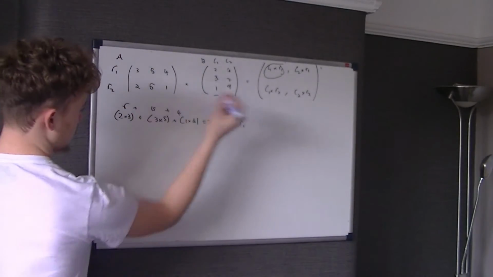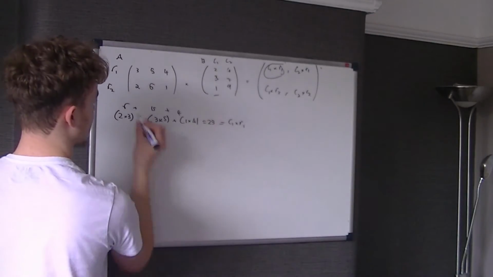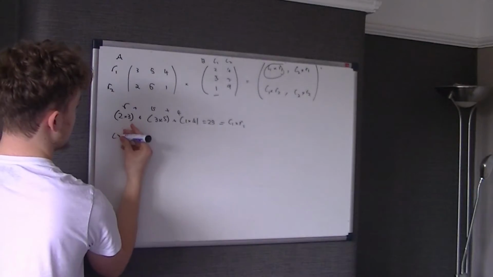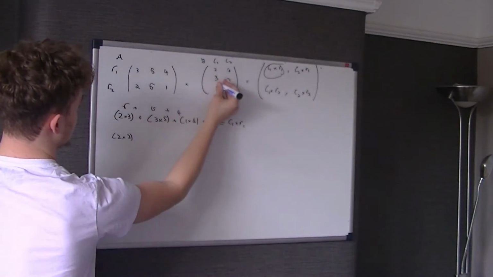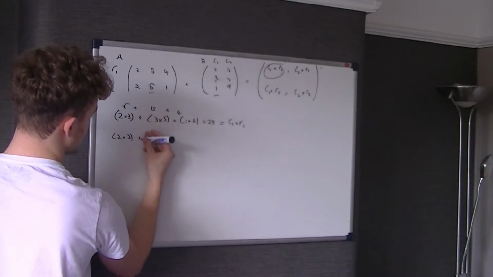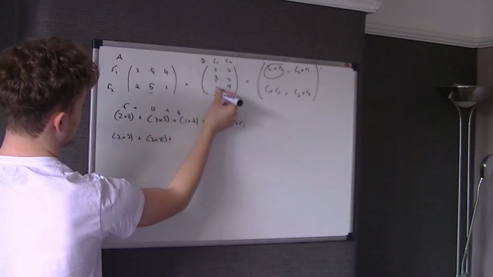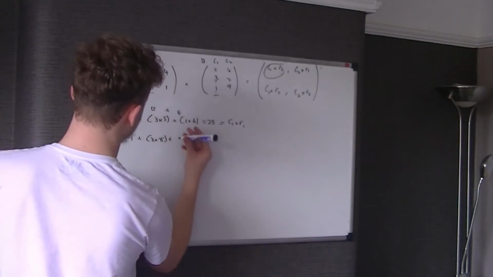Right, and then the next one, bottom left, I'm going to do column 1 times row 2. So it's column 1 times row 2. So it's 2 times 2 plus 3 times 6 plus 1 times 1.